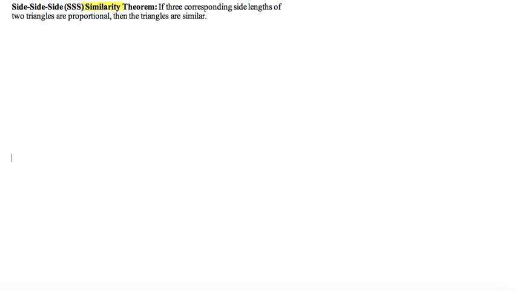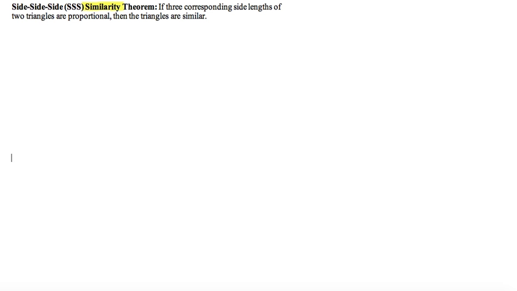In this video, we are going to talk about some theorems relating to similarity. And the first of them is called the side-side-side similarity theorem. Now, in the previous section, we talked about how two figures are similar to each other if their corresponding angles are congruent, and their sides are all proportional.